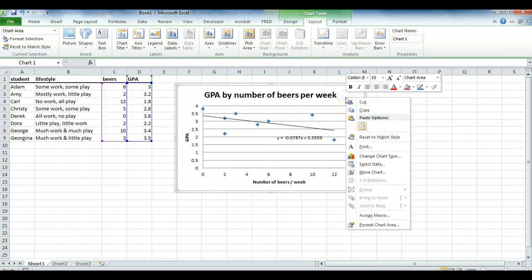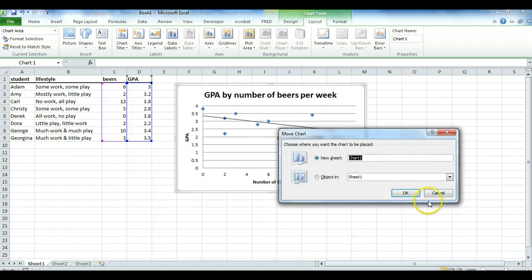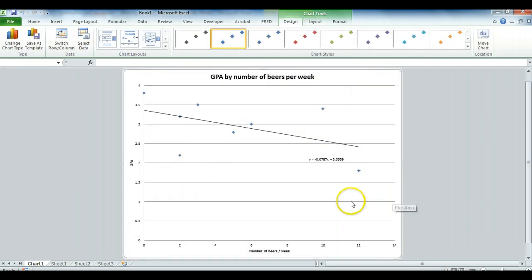I'm going to move this chart to a new sheet to make it larger. And so here, now we have a chart that is a little bit difficult to see because some of these numbers are small. But we have the regression line, and I need to talk about what this means. Now, this regression line is y equals negative 0.0787x plus 3.3559. This regression line is in the same format that you probably are all familiar with from middle school, y equals mx plus b, which is the general form for a line.